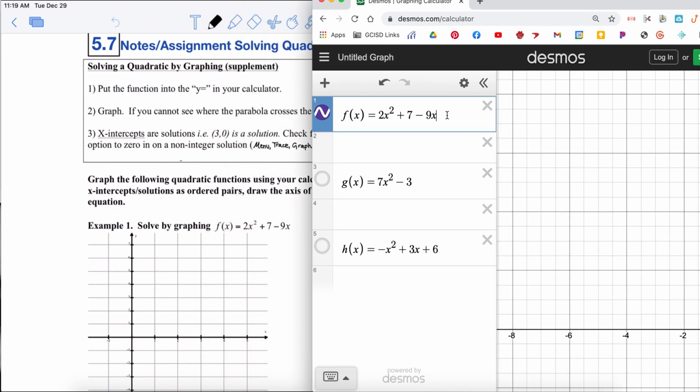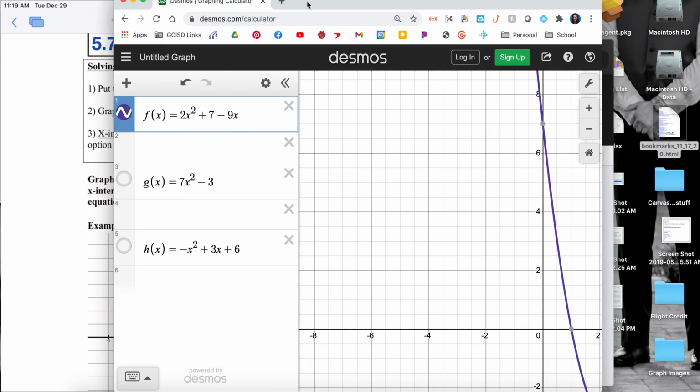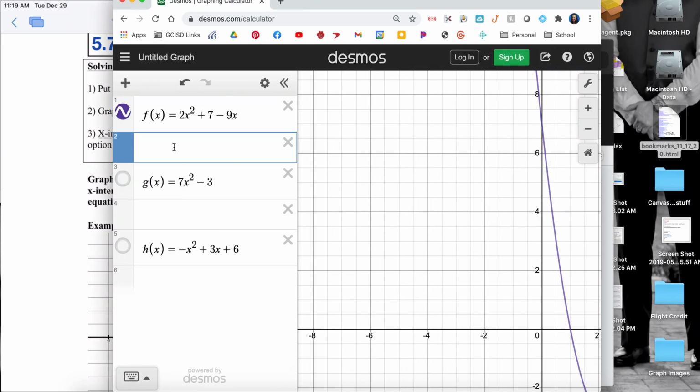So I'm using the very top one up here. So f of x equals 2x squared plus 7 minus 9x, okay? Second thing I'm going to do is get a table so that I can get my information. So you guys have used tables before. We're going to edit this one just a little bit.